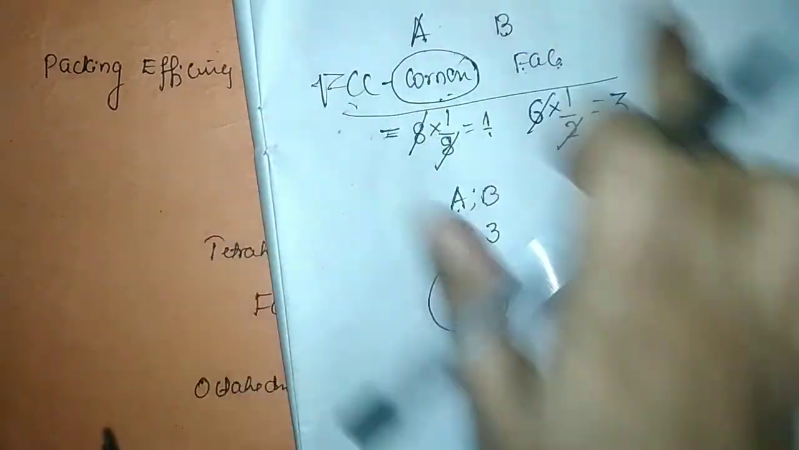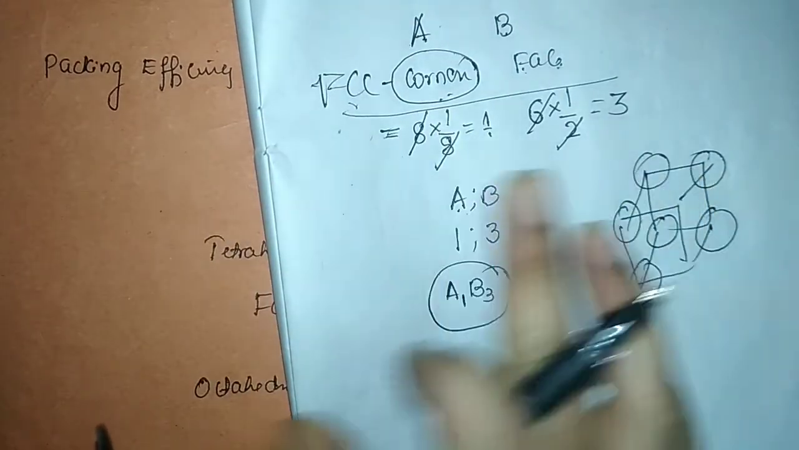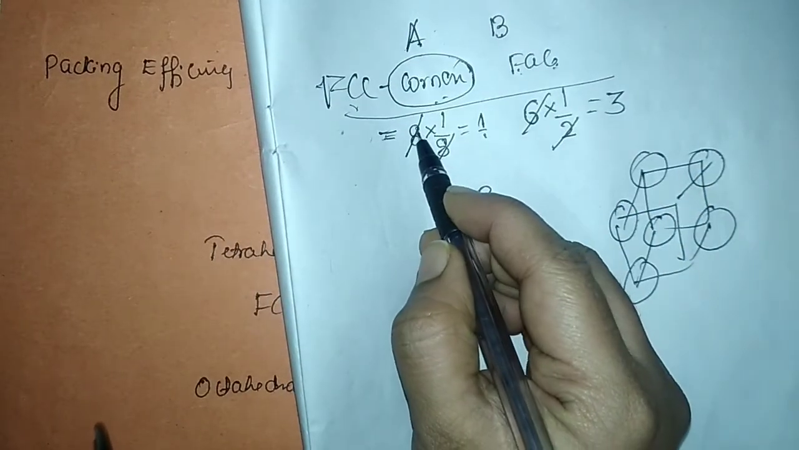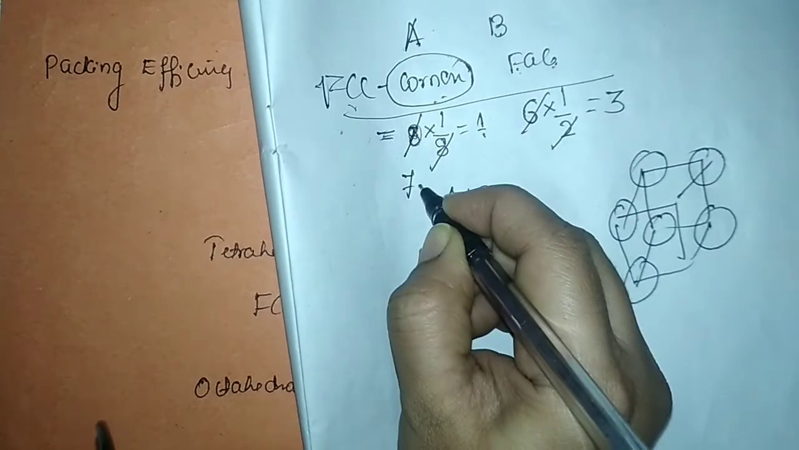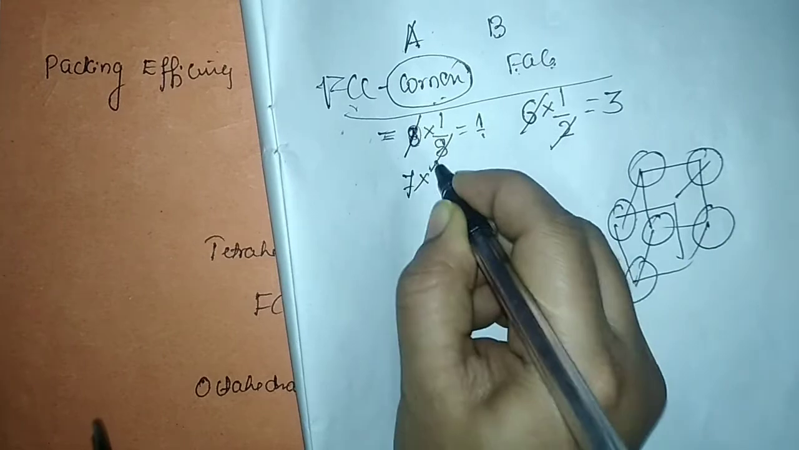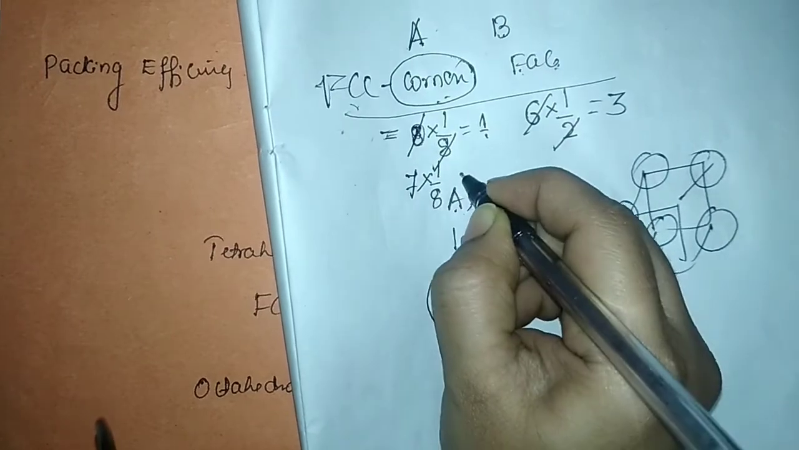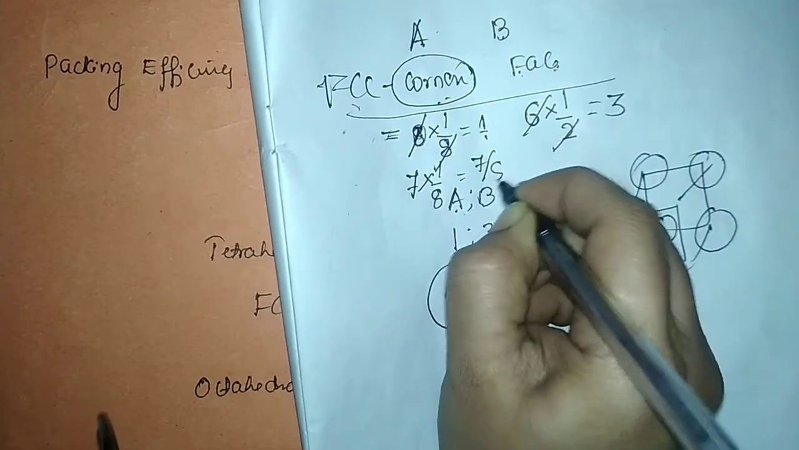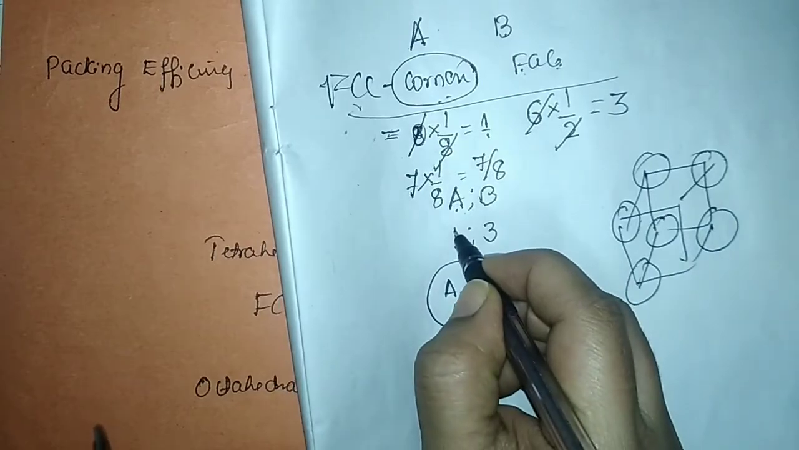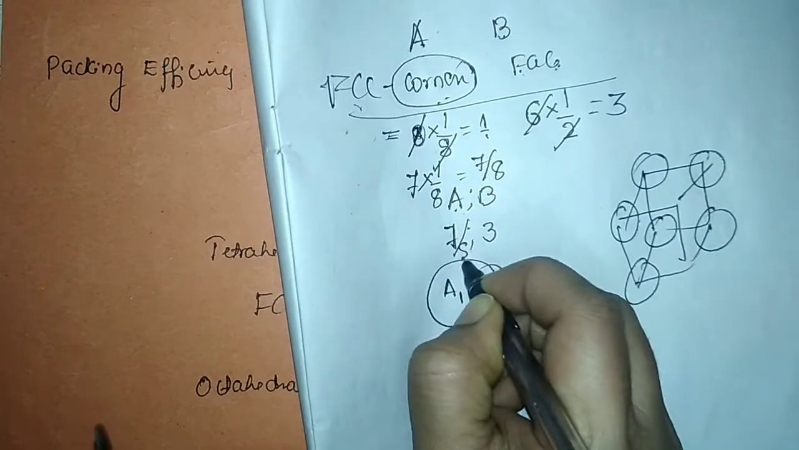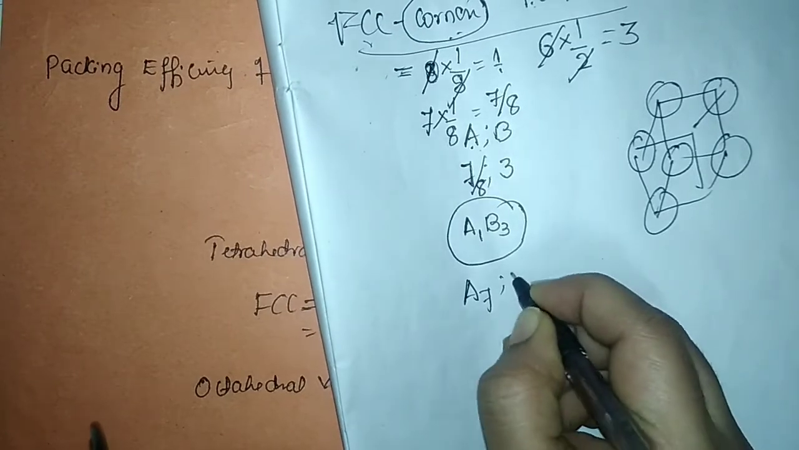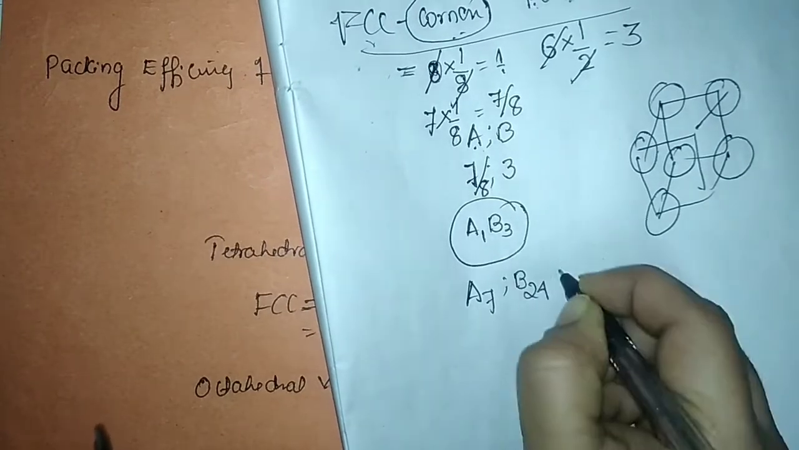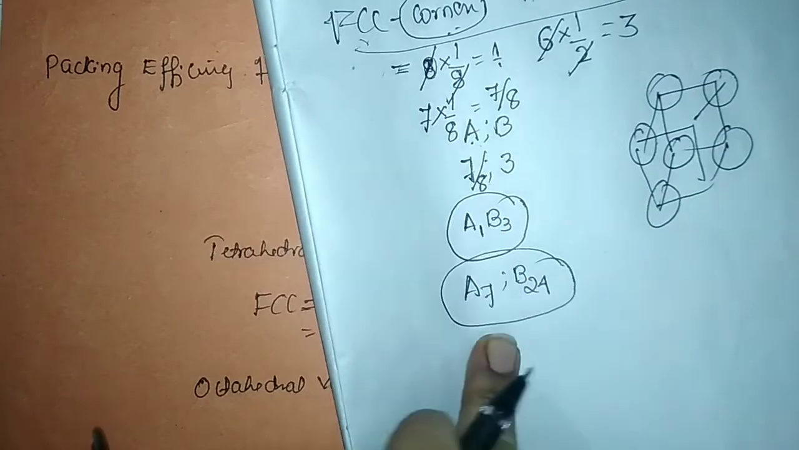Very simple, it's the same method as before. Instead of 8 atoms, how many atoms do we have? We have 7 atoms because 1 atom is missing, and the contribution remains the same. So here it becomes 7 by 8. Instead of 1, we write 7 by 8 over here. So it is A7B24. This is how we calculate.